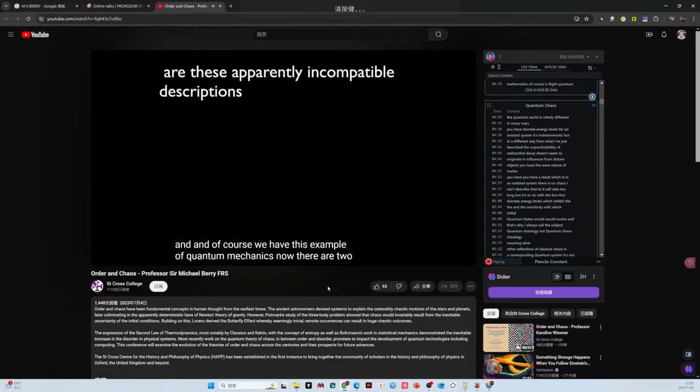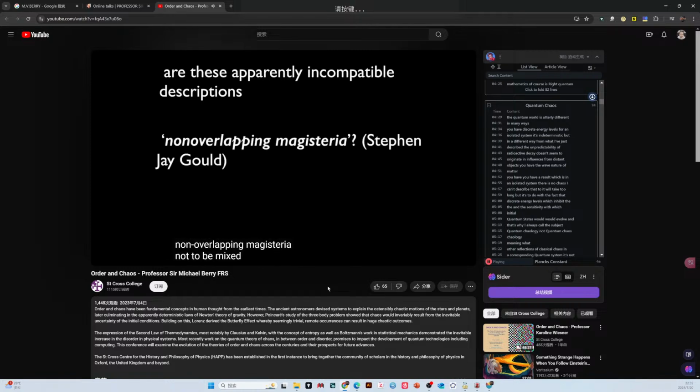Now, there are two ways of thinking about this difficulty of taking limits, and they're both oversimplified. One is, are these incompatible descriptions? I'm adapting a phrase of Stephen J. Gould. Are they non-overlapping magisteria, not to be mixed?